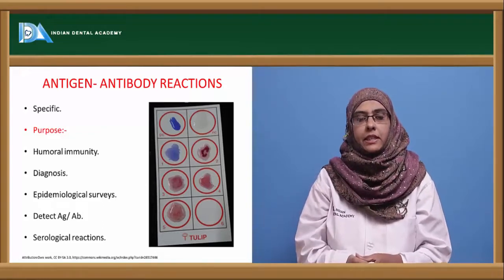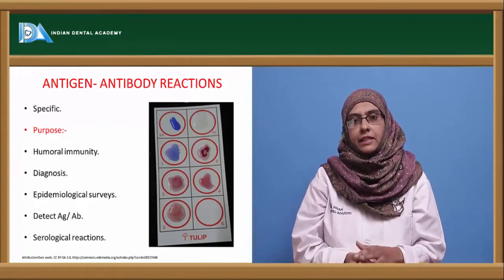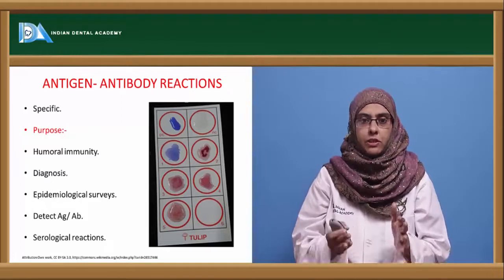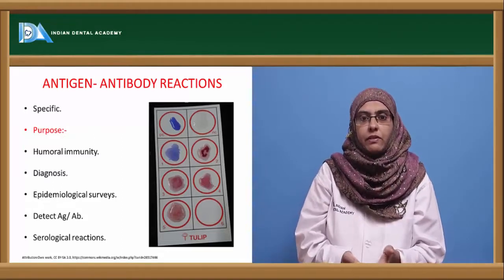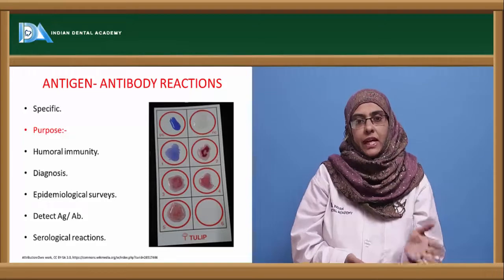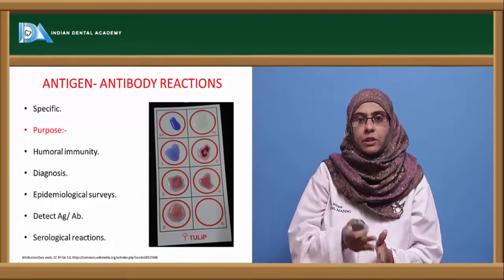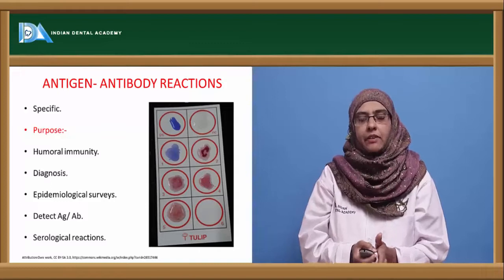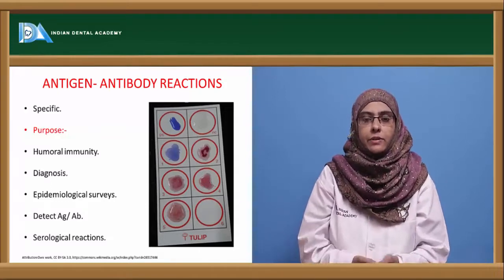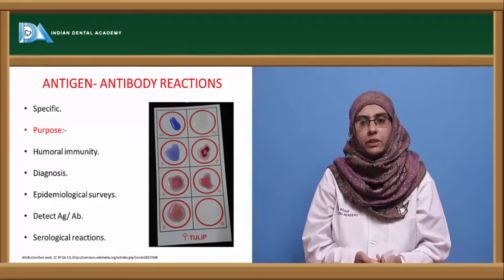Next, these techniques can either detect the antigen or the antibody. So relative to that particular disease, we'll be able to know which antigen is usually inducing the immune response or which antibody is interacting. So identifying either the antigen or antibody helps us to know the causative agent of that particular disease.